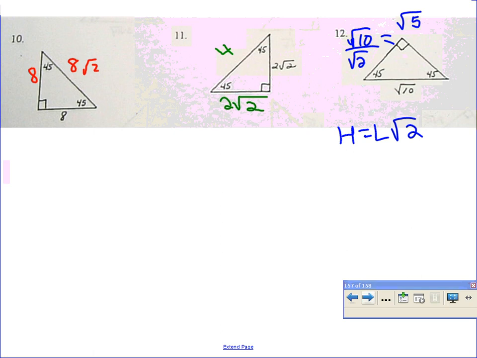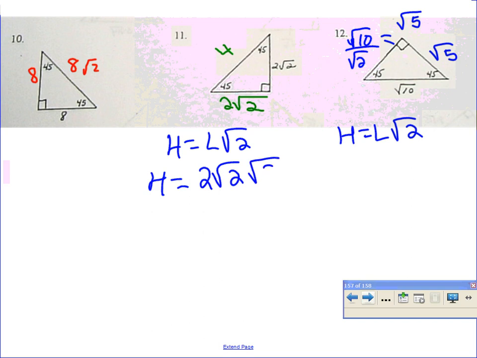Drew? No. So for 4, you need to find hypotenuse. Hypotenuse equals leg times square root of 2. So you have hypotenuse equals the leg, which is 2 square root of 2, times the square root of 2. Square root of 2 times square root of 2 is square root of 4. Square root of 4 is 2. 2 times 2 is 4.